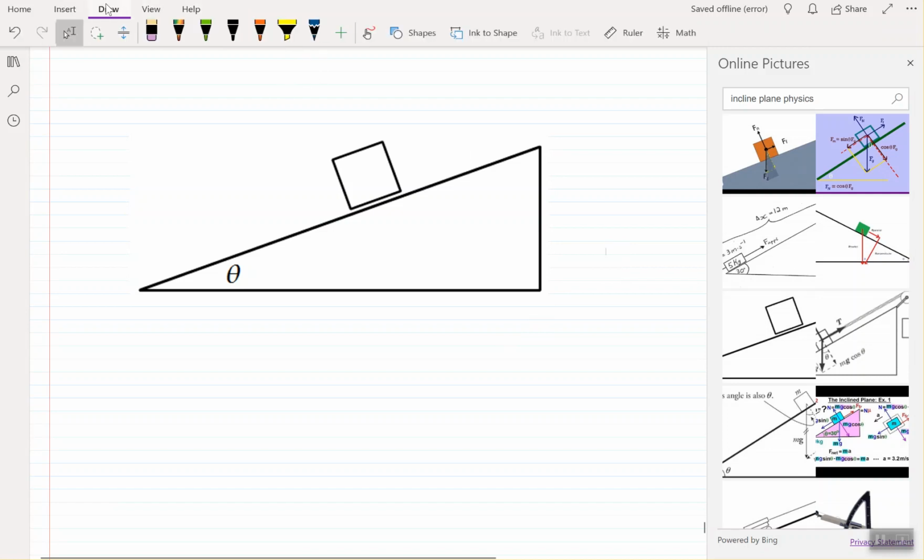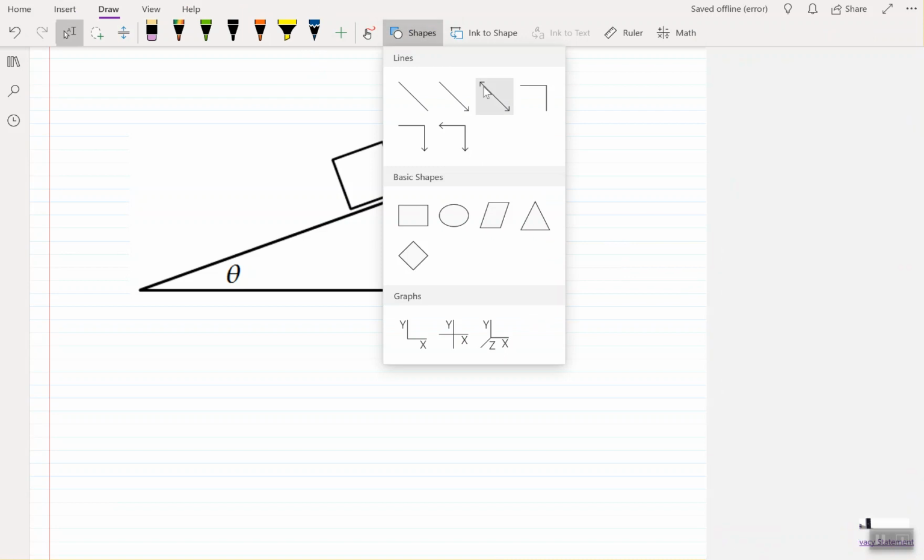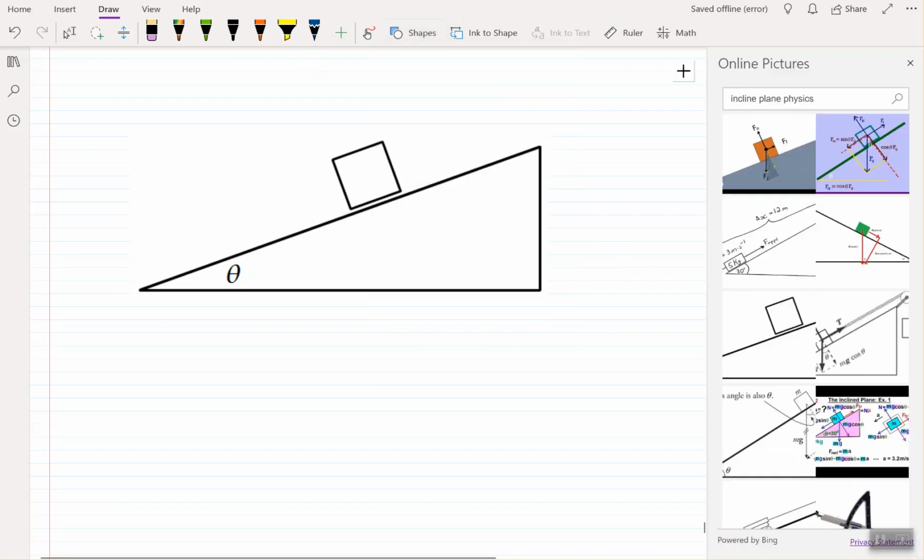And I am going to add different shapes. Let's say a couple of forces acting on it. I'm supposed to get a shape. Okay, that is the gravitational force acting on it, and we have a reaction force, and we also have a friction force. This is the reaction force, this is the friction force, and this is the weight.